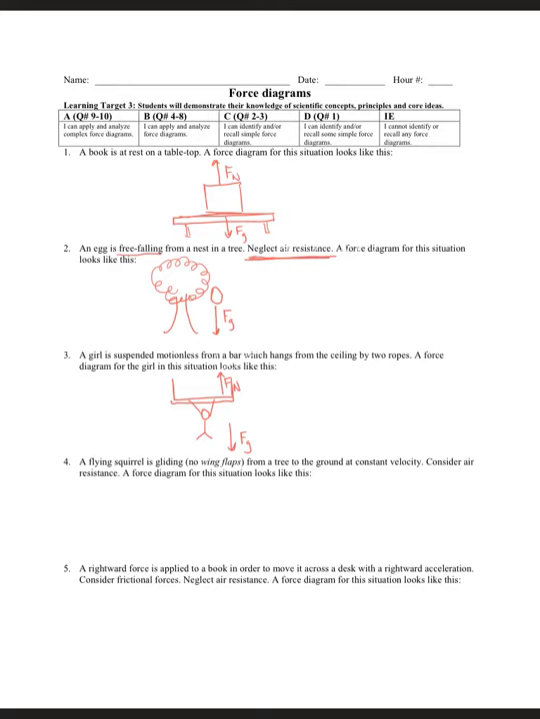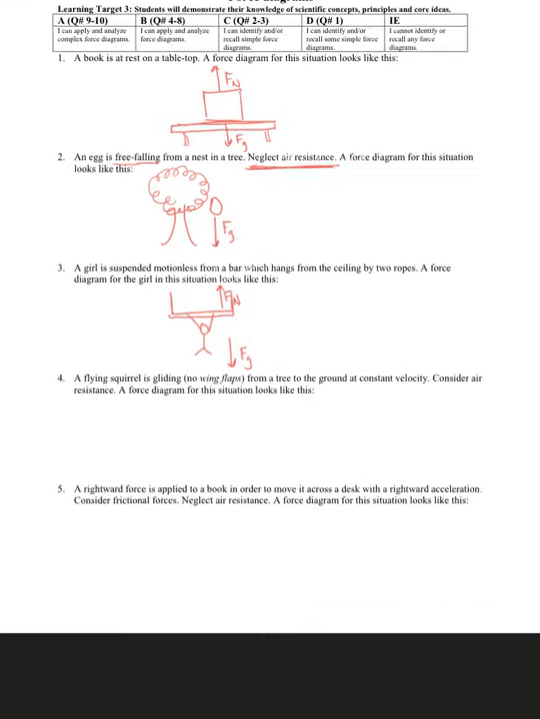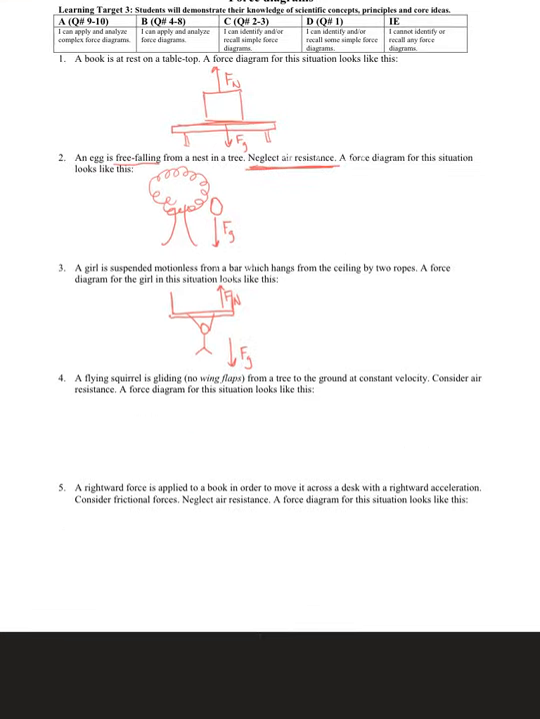That supportive force. All right, so number 4: a flying squirrel is gliding, no wing flaps, meaning no air resistance, gliding from tree to tree at a constant velocity. Consider air resistance. A force diagram of this situation looks like this. Well, this one's a little bit more tricky, right?